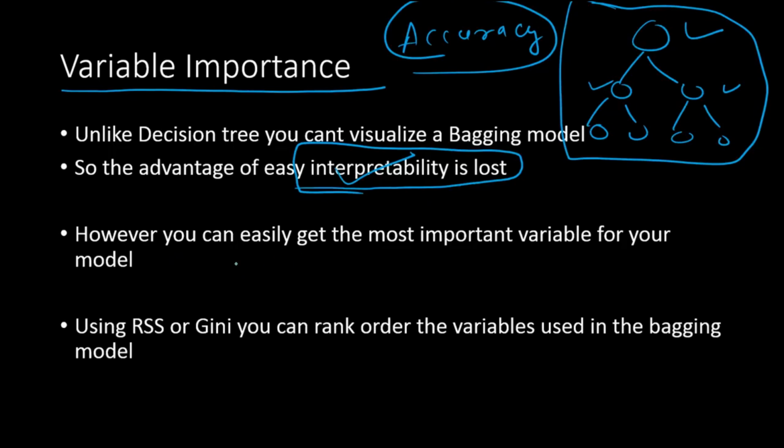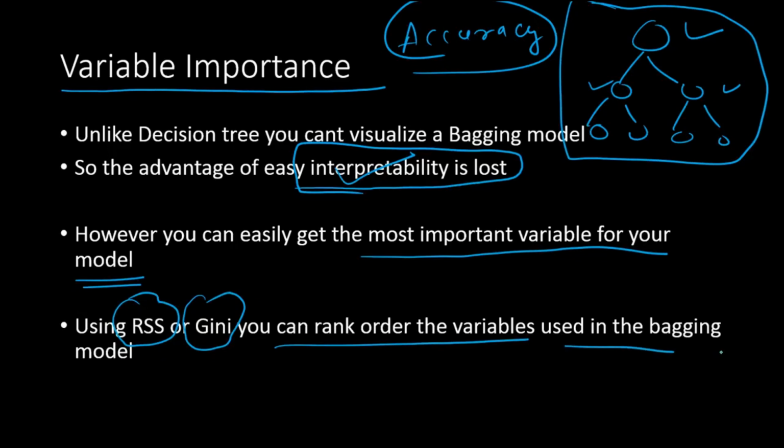However, you can easily get the most important variables from your model. How is that done? For a regression problem, you use a metric called RSS, and for a classification problem, you use Gini. These two metrics are used to rank order the variables used in the bagging model. Once you are done with the bagging model, you can get the most important variables by ranking all the variables used in the model through one of these metrics. If it's a classification problem, Gini would be used. If it's a regression problem, RSS would be used.